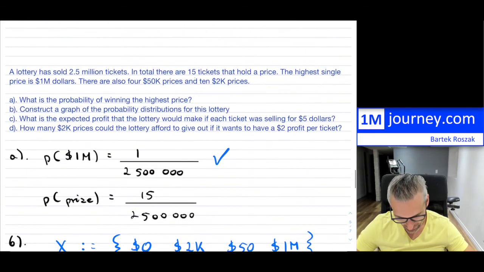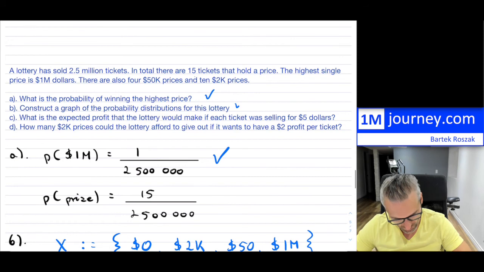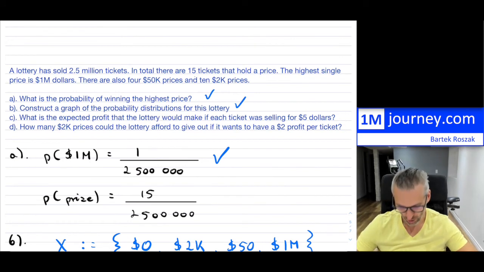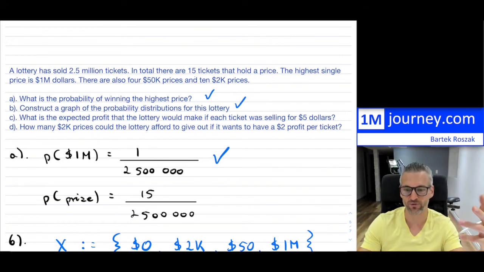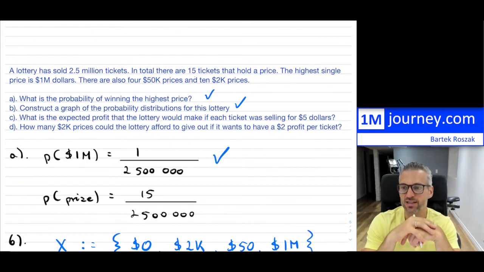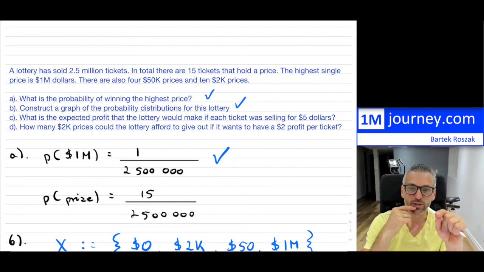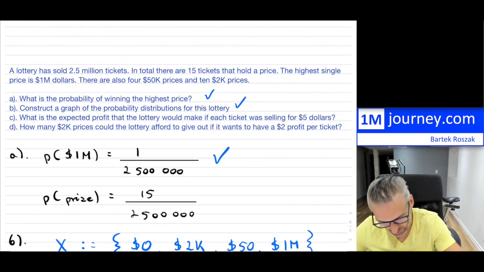All right, so that would have been the probability distribution. I hope that shows you what that random variable is. We mapped it to the prize money, found the probabilities, and showed the entire distribution. Now it says, what is the expected profit that the lottery would make if each ticket was selling for $5? This is really good because it forces you to think about expected value.